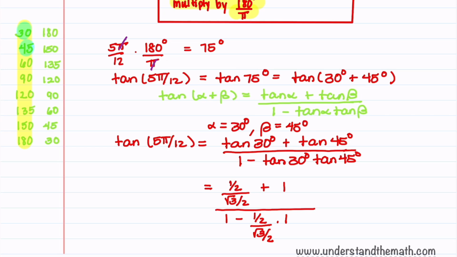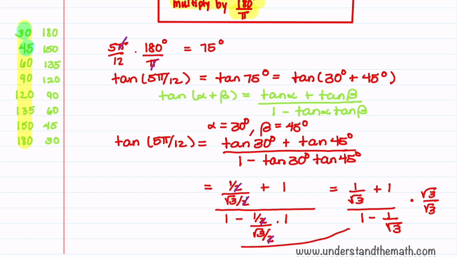Let's see what cancels here. Our 2's are going to cancel, and this becomes 1 divided by root 3 plus 1 on the top, and 1 minus 1 divided by root 3 on the bottom. To clean this up, let's multiply both the top and the bottom by root 3. This gives us a value of 1 plus root 3 in the numerator and root 3 minus 1 in the denominator. And that's our final answer.